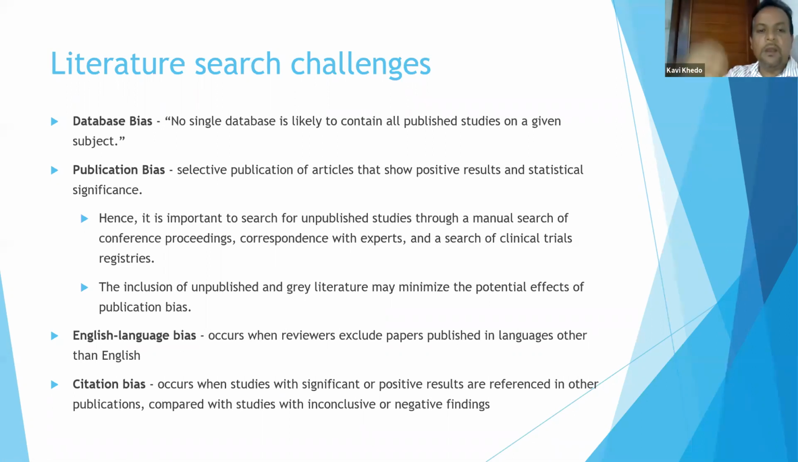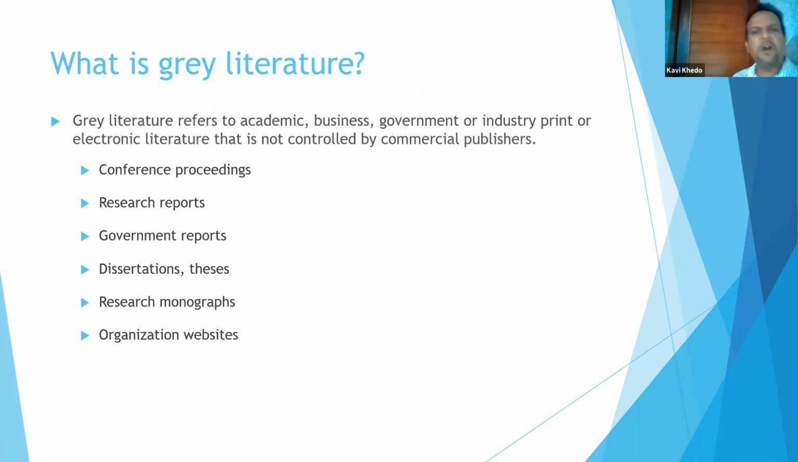So this is again where you ignore studies with inconclusive or negative findings. Very often, publications having negative findings are not cited a lot. So you're already eliminating such studies by doing what is called citation bias, by choosing only those with the highest citations. Gray literature, I've told you, is everything that goes outside journal publication: conference proceedings, research reports, government reports, dissertations, PhD dissertations, for example, research monographs and everything. That needs to be considered.